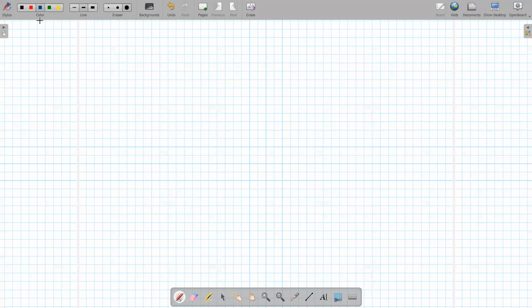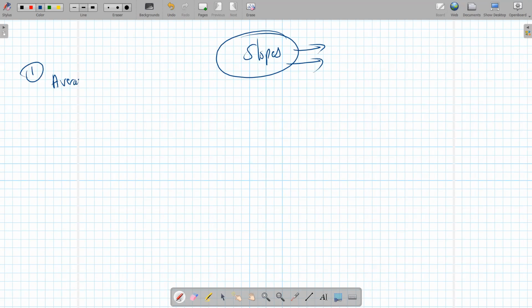We're gonna move on to the next topic, which is slopes. There's two types. One of them is way more useful than the other. The first one is called the average rate of change. Rate of change is just a funny term for slope. But this one is the average.